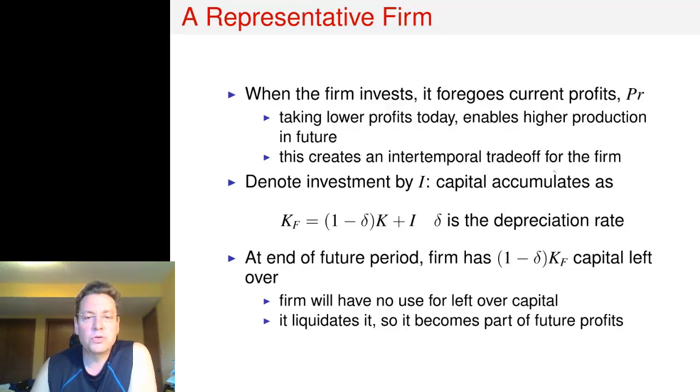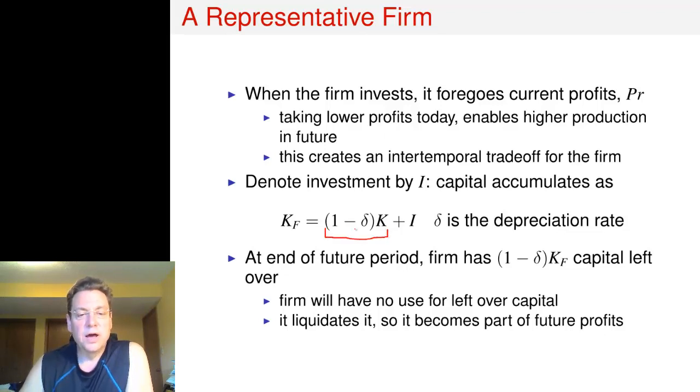Now, this law of motion for capital should look very familiar. It's exactly the law of motion that we used in the Solow growth model. And what it says is you take the capital stock that does not depreciate, and add to it the new capital, which is investment, and you get the capital that you can use to produce goods in the future.